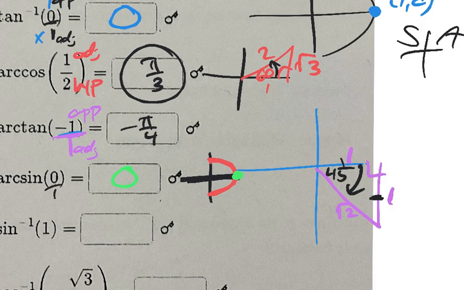Arcsine is 1. Again, this is a special case, so I'm just going to use the same drawing.